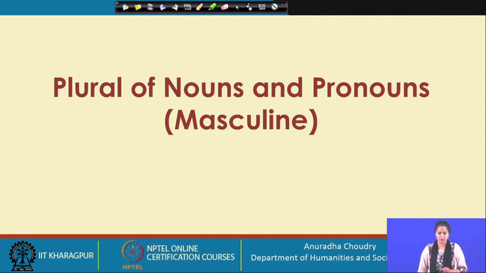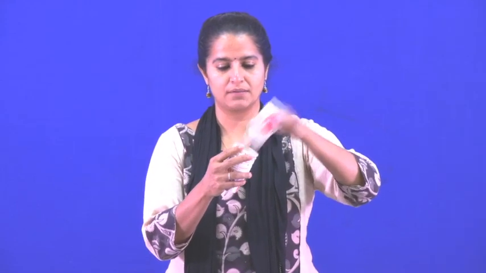So first, let's start with the plural of nouns and pronouns in the masculine. So we have chashakaha, chashakaha. Now we have many glasses here. Ekam, dve, trini, chatwari, pancha. Okay, so we have chashakaha, chashakaha. Similarly, chamasaha becomes chamasaha.